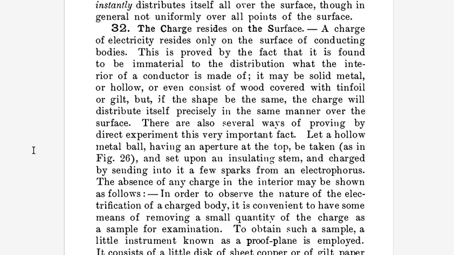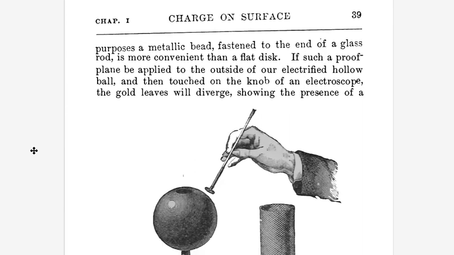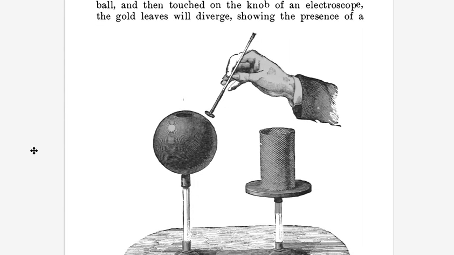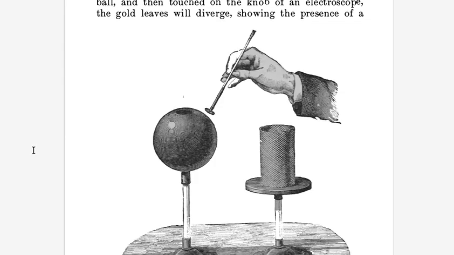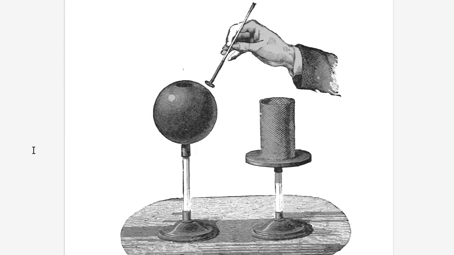Let a hollow metal ball, having an aperture at the top, be taken, as in Figure 26, and set upon an insulating stem, and charged by sending into it a few sparks from an electrophorus. The absence of any charge in the interior may be shown as follows.